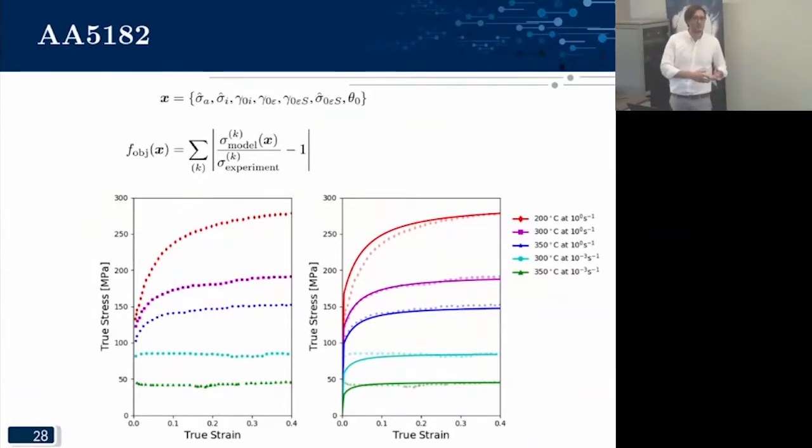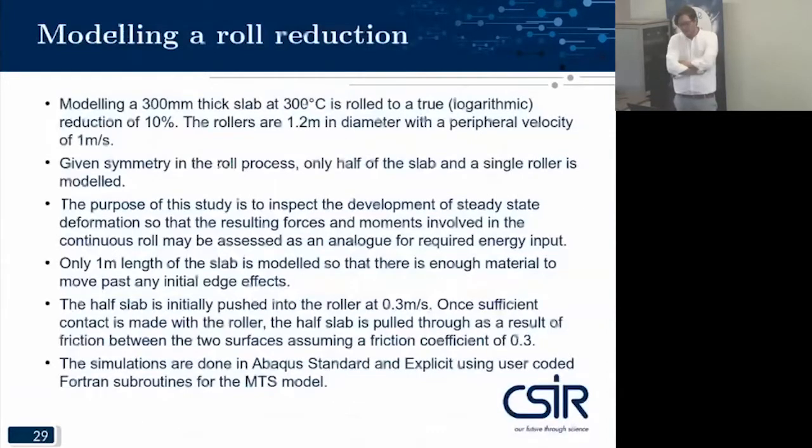Now that we have this model, and I've implemented it into a finite element package, we can solve the boundary value problem. In this case, I modeled a 300 millimeter thick slab of aluminium at 300 degrees Celsius, reduced to about 10% of its original thickness in terms of true logarithmic reduction. The rotor, as you can see, is 1.5 meters in diameter and has a peripheral velocity of 1 meter per second. We're doing only half of it, as I said. We're doing a fully isothermal analysis, and we're only modeling a meter length of the slab because we just want to get past the initial edge effect.